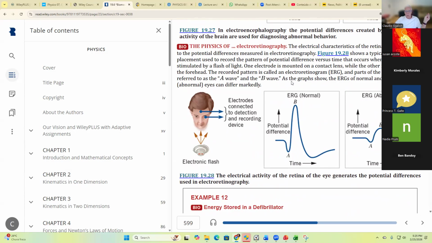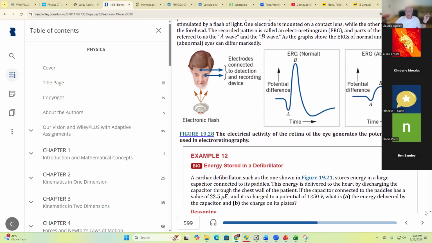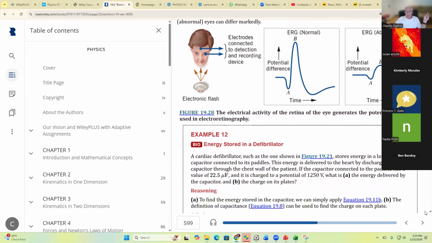But I want you to know that the measurement of electric potential can be used in several medical devices out there, including the defibrillator, okay? The electrical energy in the defibrillator can be used to revive a patient.